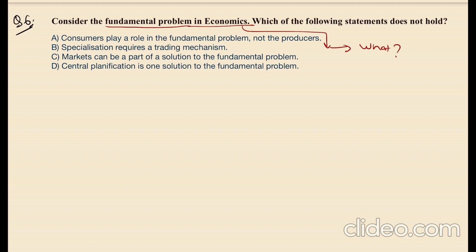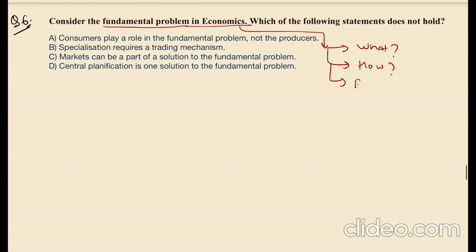what to produce, how to produce, and for whom to produce, right? These are the three fundamental problems that are there in economics. Now, let us look at the options. So, consumers play a role in the fundamental problem, not the producers. Now, I think they are saying the reverse thing, right?